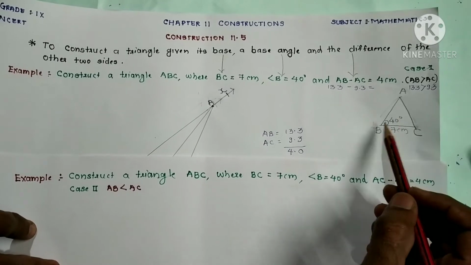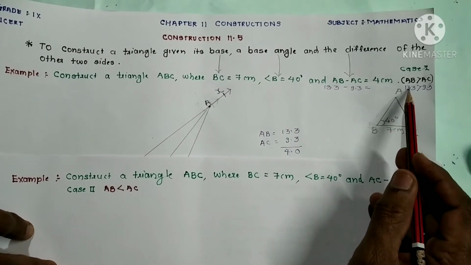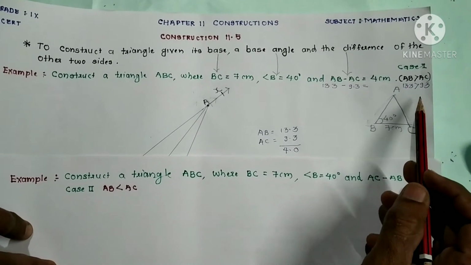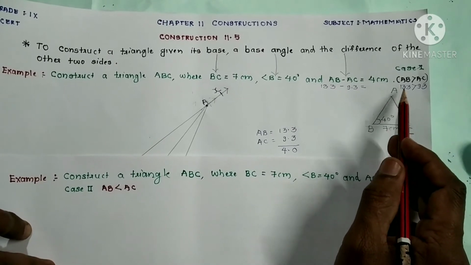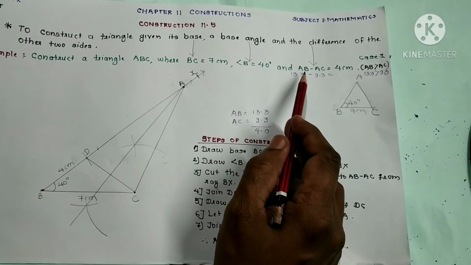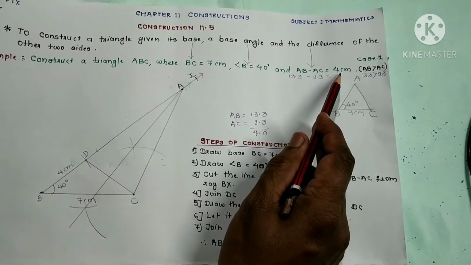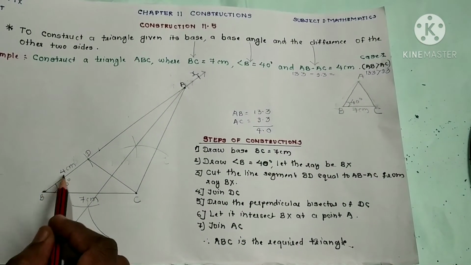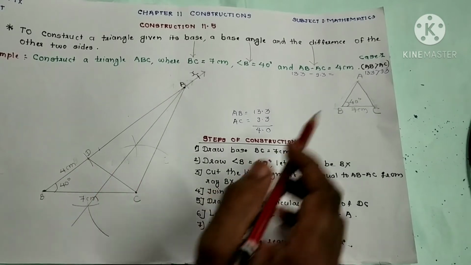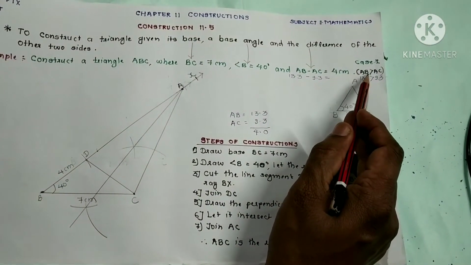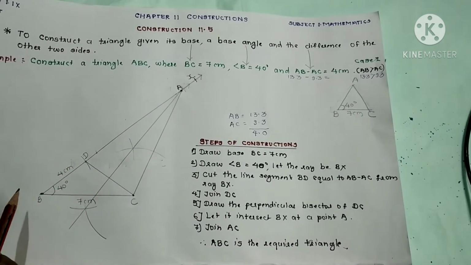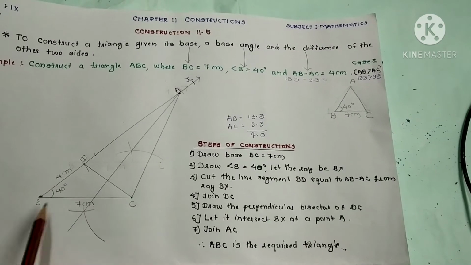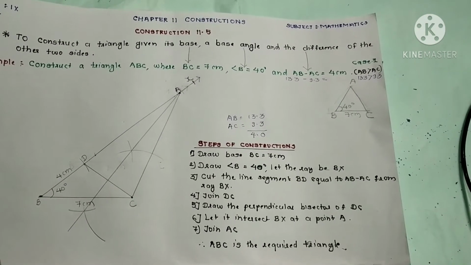AB is greater than AC means here the AB distance we got was 13.3 and the AC distance was 9.3. So this means AB is greater than AC. If you get an example like this, AB is greater than AC, you have to draw this AB minus AC equal to 4 centimeter above the base BC. If AC is greater than AB, then you have to draw this 4 centimeter below the base BC, means down you have to draw this 4 centimeter.